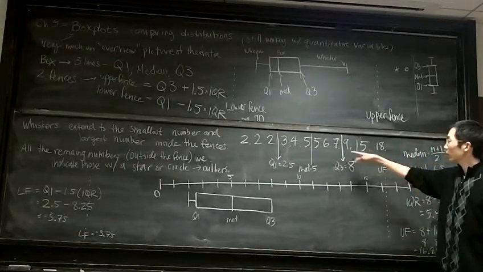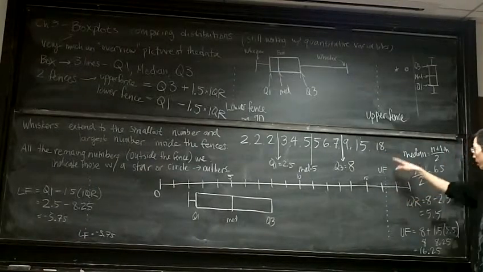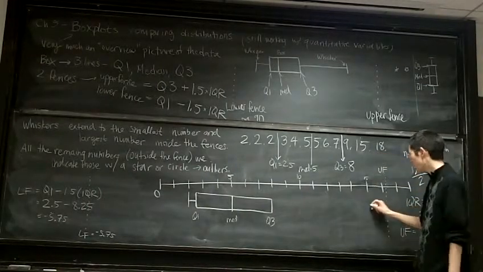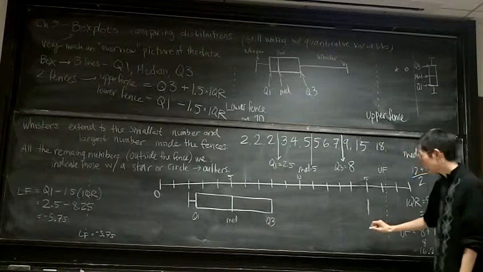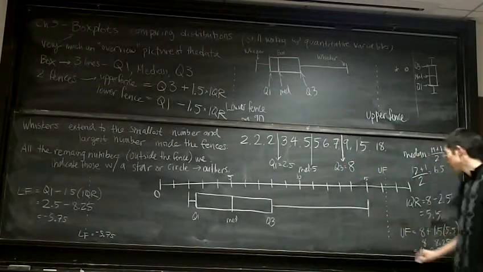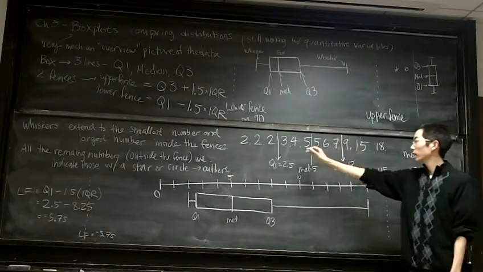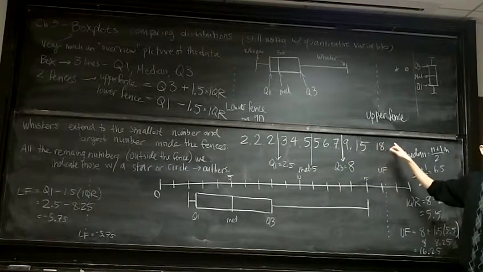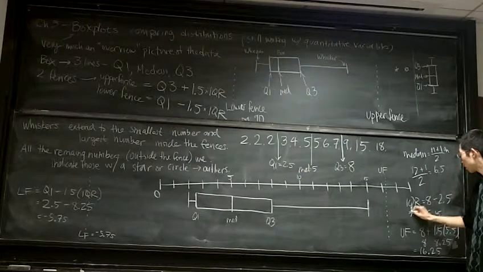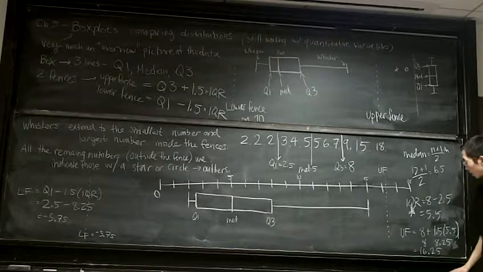And over here, what's the largest number that I have that's inside the fence? 18. 18 is actually outside the fence, I'm sorry. I was looking at 15. Okay, so 15 is the largest point that I have that's inside the fence. So I draw a whisker that extends to 15. So that takes care of everything between 2 and 15. 18 is outside of the fence, and so I draw a star or a circle out at 18. Okay, and that represents the outlier.